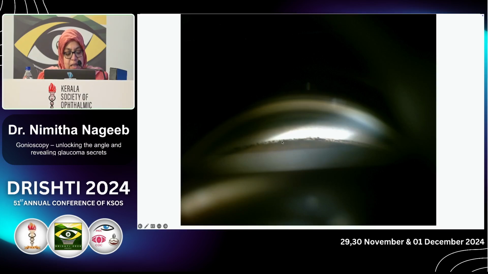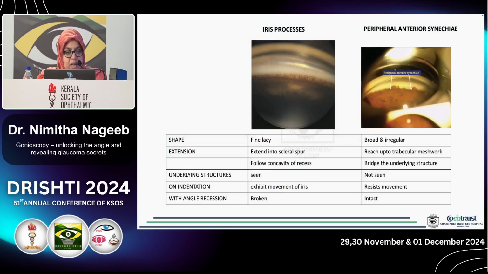So here in this gonioscope picture, you can see the iris is coming in contact with the trabecular meshwork, and the trabecular meshwork is coming in contact with the Schwalbe's line, and as a result, none of the structures are seen. And this is basically a peripheral anterior synechiae. This peripheral anterior synechiae is usually broad, irregular, and it reaches only up to the trabecular meshwork, and none of the structures are visible.